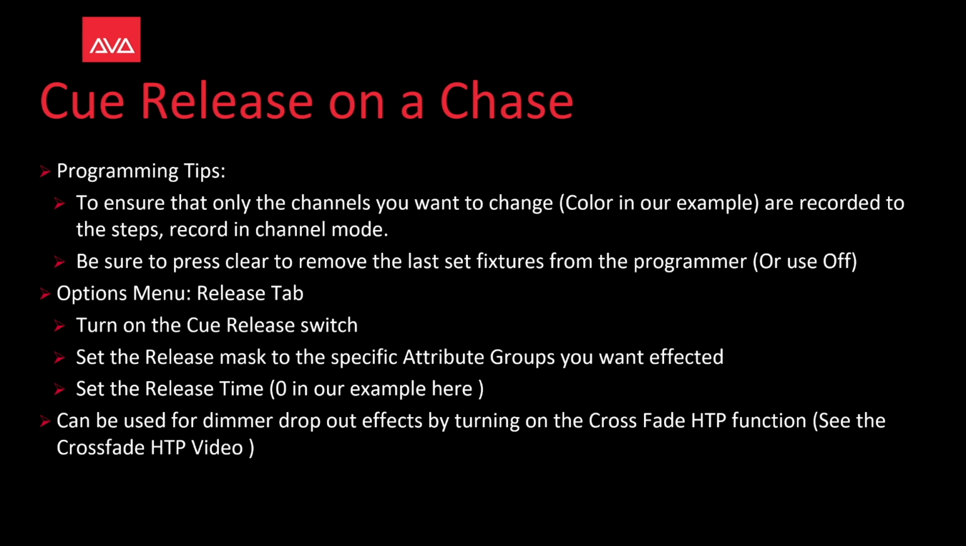Set the release mask to the specific group attributes you want affected. Set the release time, 0 for our example here. These can also be used for dimmer dropout effects by turning the Crossfade HDP function on. See our video on Crossfade HDP. So let's take a look at this.